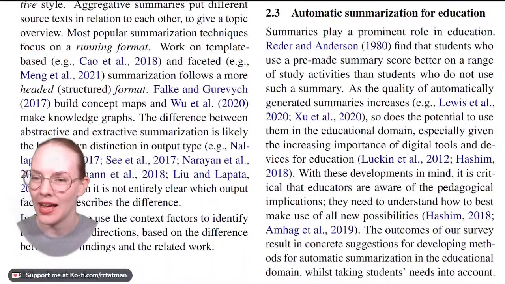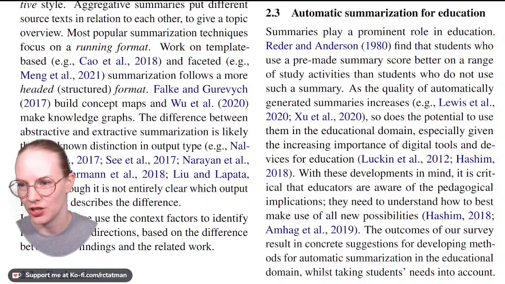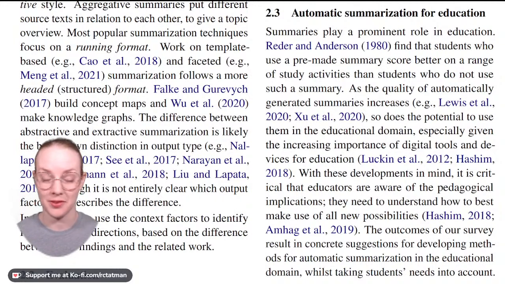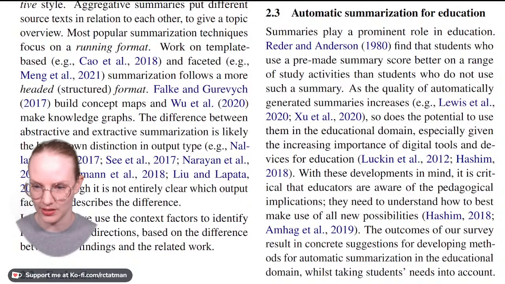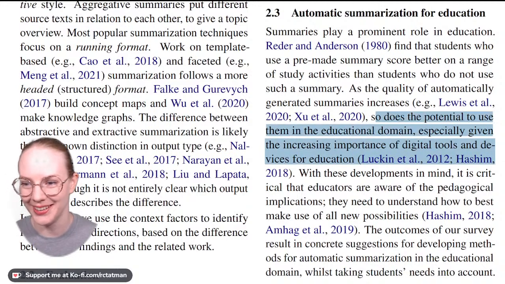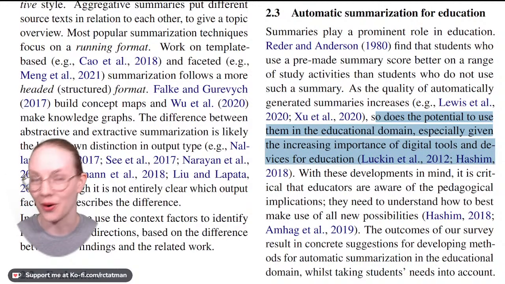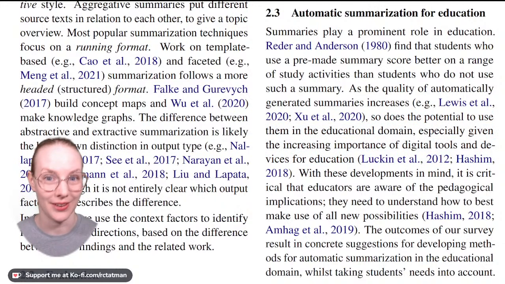All right. And now let's talk about a use case. Automatic summarization for education. Summaries play a prominent role in education. Reder and Anderson found that students who use a pre-made summary score better on a range of study activities than do students who do not use such a summary. As the quality of automatically generated summaries increases, so does the potential to use them in an educational domain, especially given the increasing importance of digital tools and devices for education, which, I mean, it's 2022. I think we are aware you can use computers in education, especially given recent events.